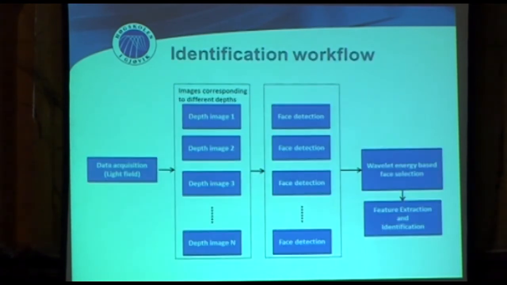And this is the identification framework we propose for a light field camera. Starting with the light field acquisition, we get multiple depth images. On each depth image, we run a face detector. The face detector employed in this work is built using the openly available OpenCV implementation. Once we obtain the face detection result, we propose a new scheme for selecting the best focus image on which we can run feature extraction and identification.